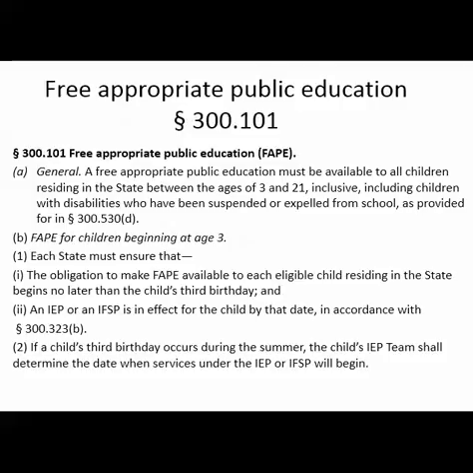So Section A sets up zero reject policy. That's what it's termed. No child can be denied. Zero reject. Everybody's included. FAPE must be available to all children with disabilities. The regulations set up timeframes for specific things to happen when an individual family service plan or IEP must be in place.